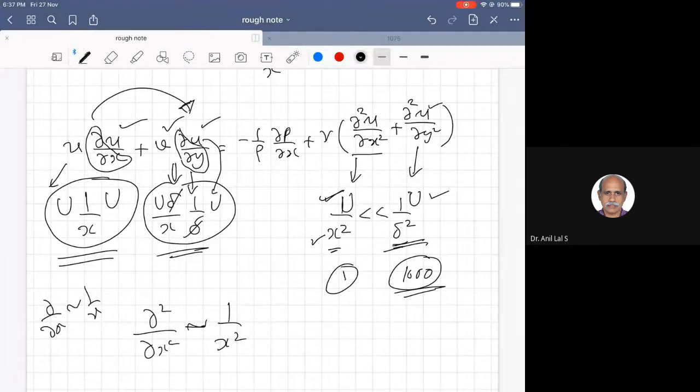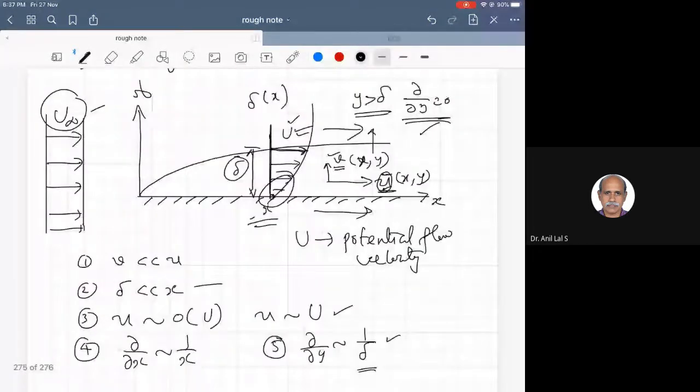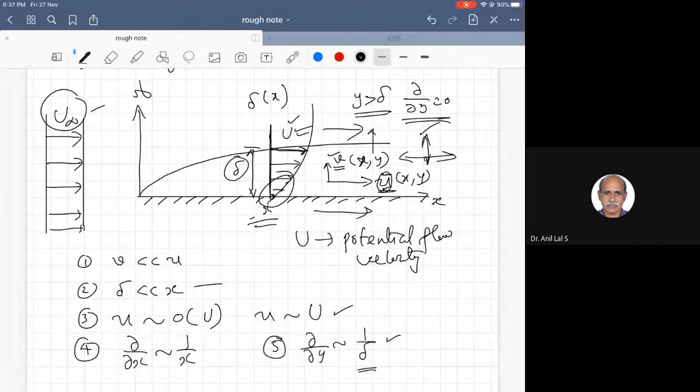So Prandtl's reasonable assumption about the boundary layer is dou squared u by dou x squared is equal to 0. In physical terms, this is the axial diffusion. Axial diffusion means the diffusion in the x direction. So diffusion of momentum in the x direction is much smaller compared to diffusion along the y direction. The y direction is the direction of the velocity gradients, where there will be larger diffusion of u momentum in the vertical direction rather than the horizontal direction.